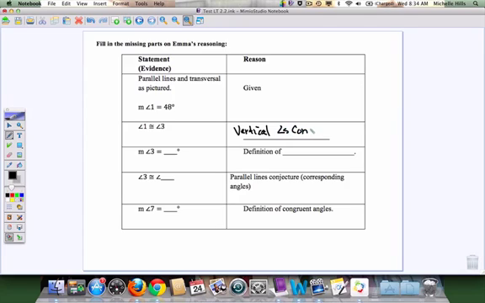conjecture. All of your reasons are going to be conjectures or definitions, and occasionally properties. So conjecture.